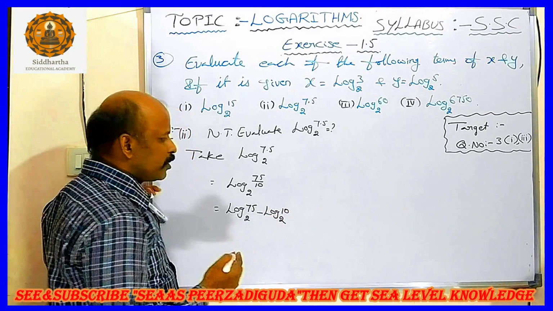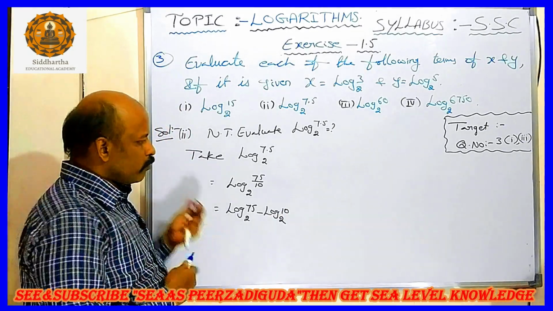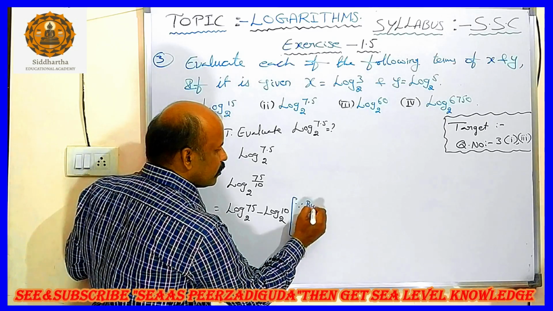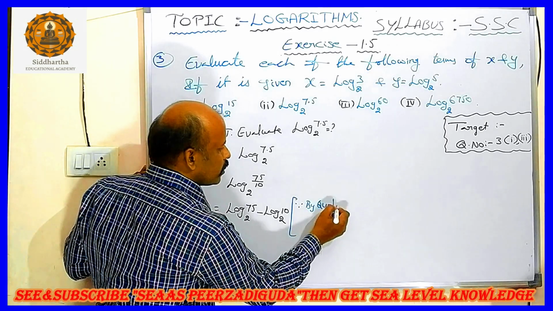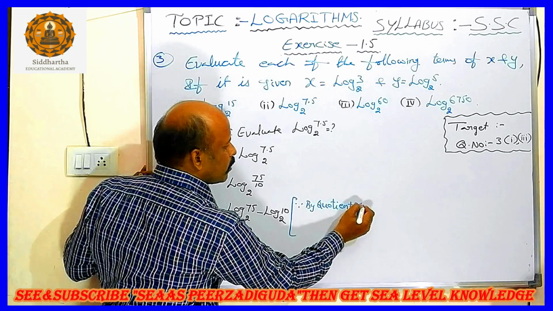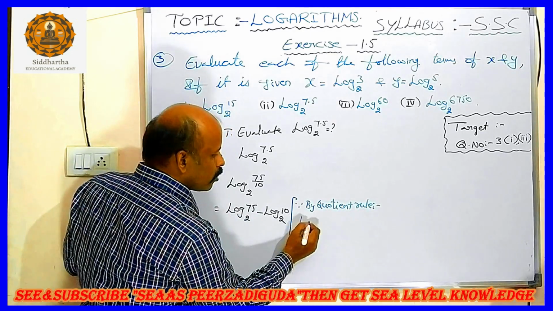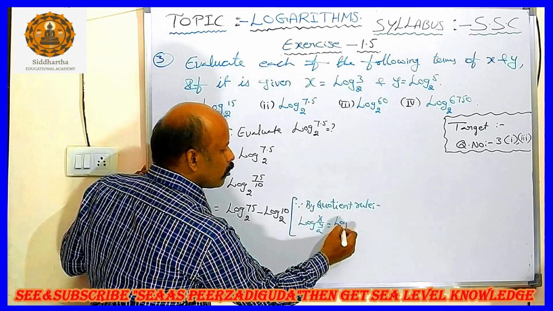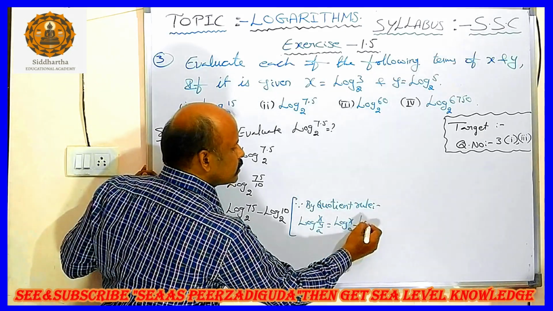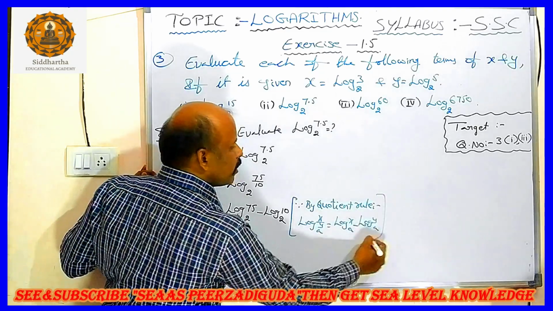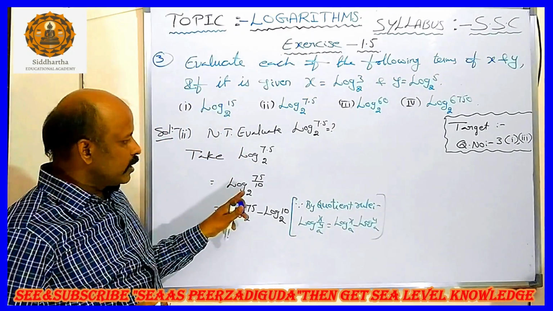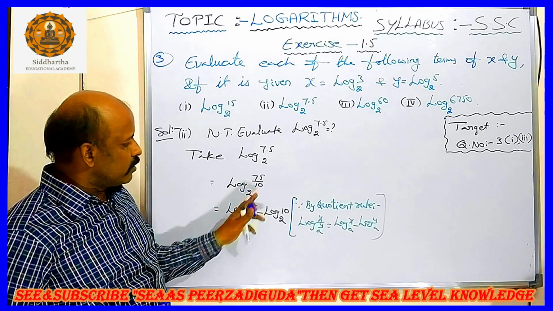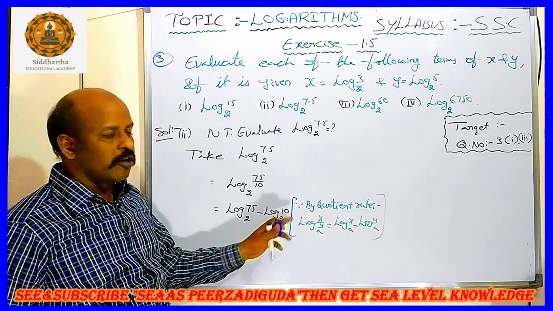So which formula is used over here? From the quotient rule. What is the quotient rule? We know that by the quotient rule, log x by y base a is equal to log x base a minus log y base a. By using this formula, I wrote log 75 by 10 as log 75 minus log 10.